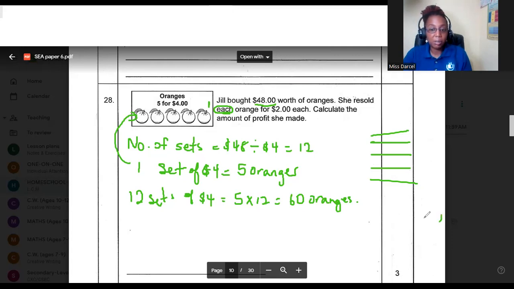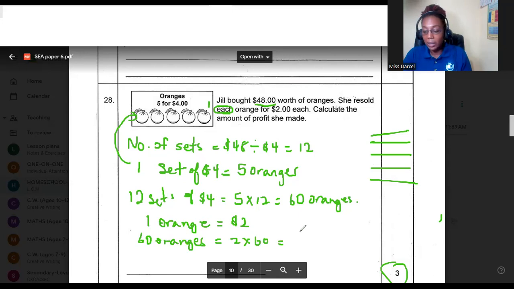Next part of the question. This is a 3-mark question, so we know we have a lot of working to do. That's also a hint of how much working you should have. She resold each. So one orange is $2. So 60 oranges would be 2 multiplied by 60, and that's $120. But we are not done.